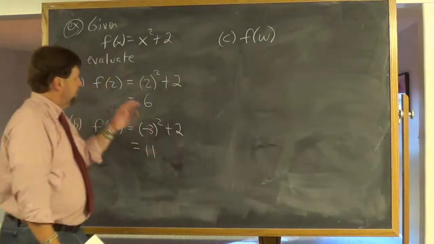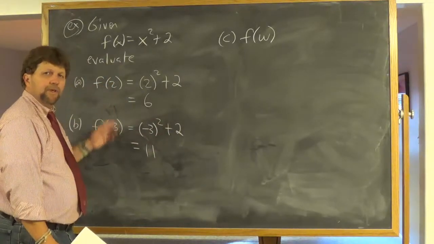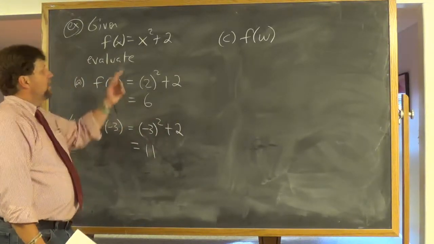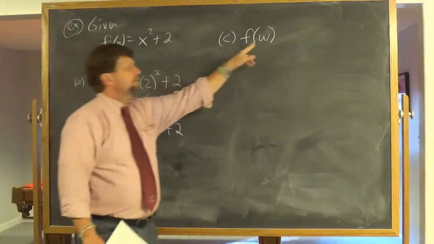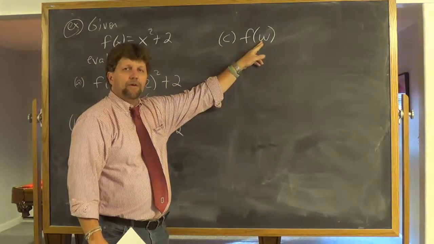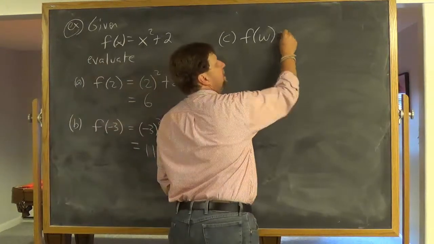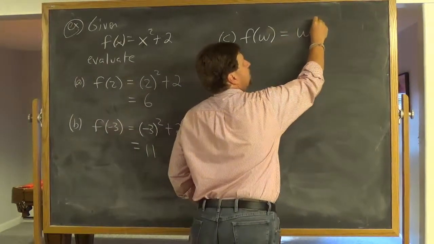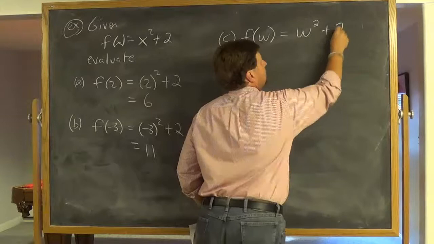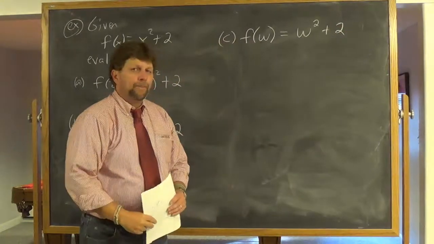Don't freak out. Do the exact same process that we did in part A and part B. Wherever we see an x, replace it with a w. So f of w, you put a w in here for x, you get f of w is w squared plus 2. That's it.